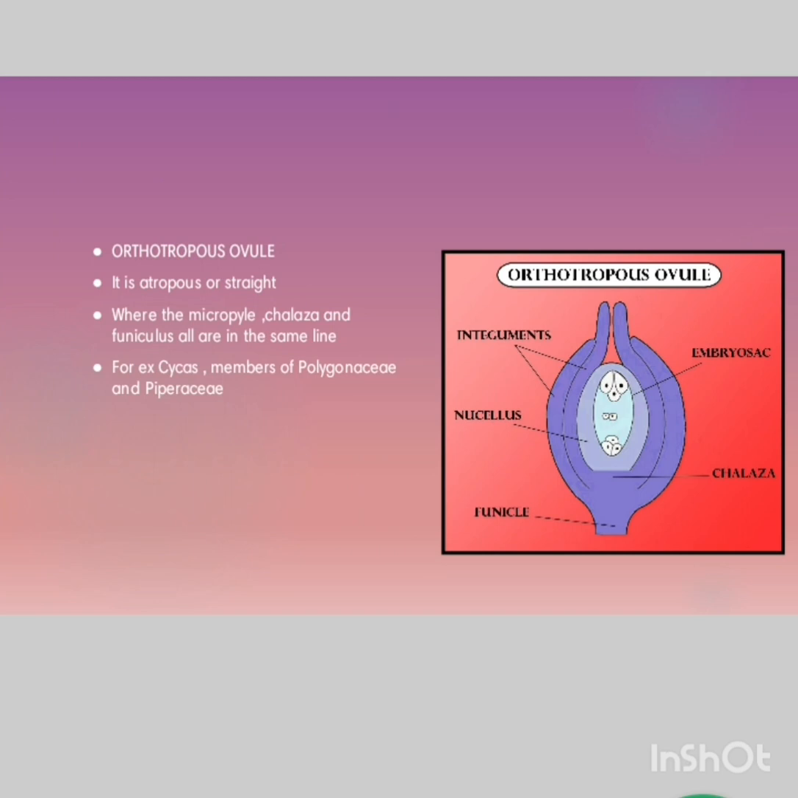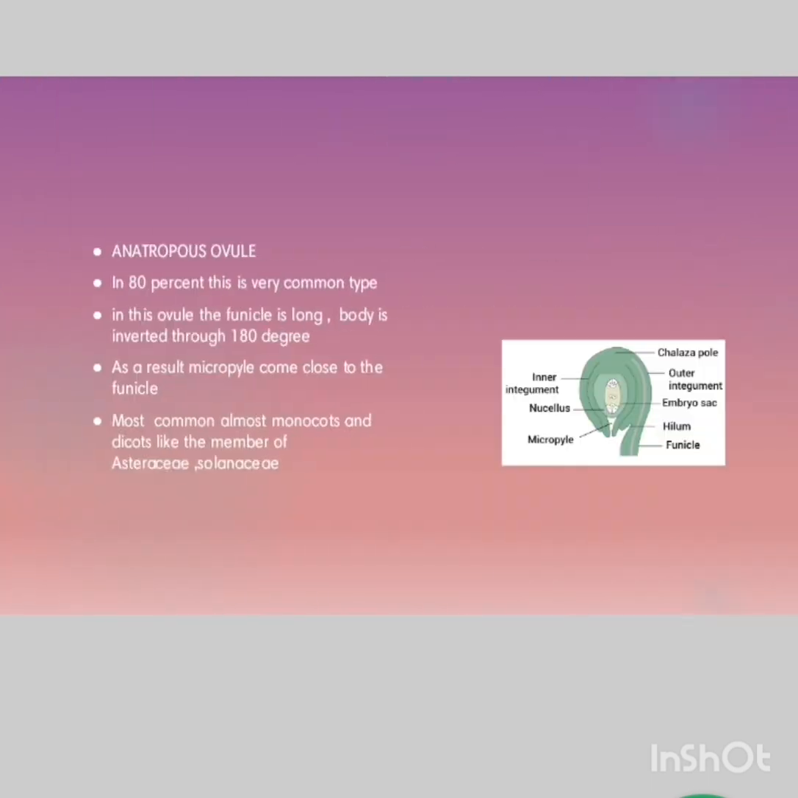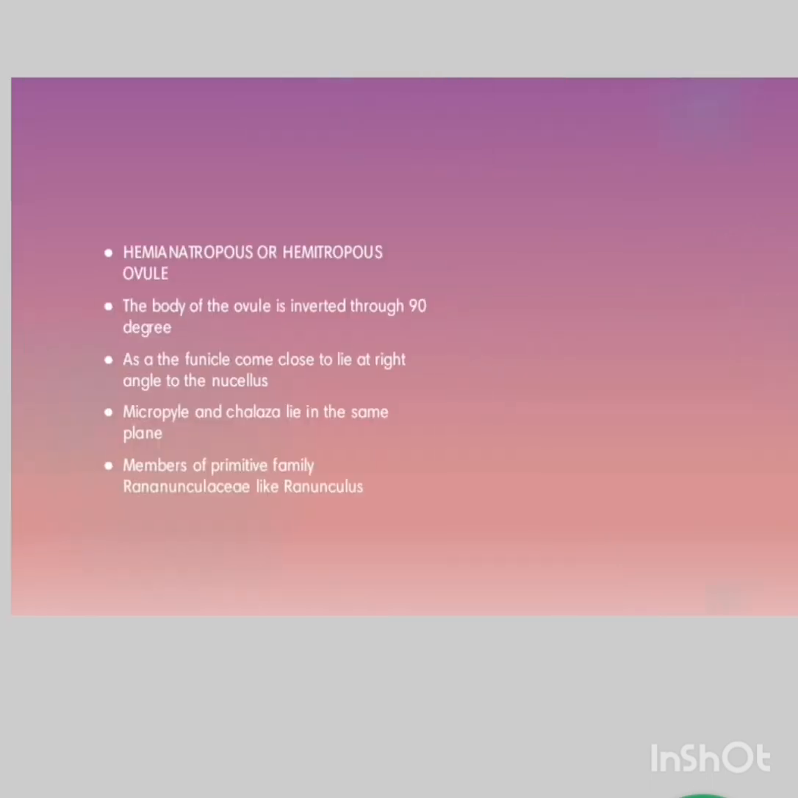And firstly, orthotropous ovule. It is atropous or straight, where the micropyle, chalaza and the funiculus are all in the same line. For example, Cycas and members of the Polygonaceae and the Piperaceae families. Anatropous ovule, in 80% there is a very common type. In this ovule, the funicle is long, and the body is inverted through 180 degrees. As a result, the micropyle comes close to the funicle. Most common, almost in monocots and dicots, like the members of Asteraceae and the Solanaceae.